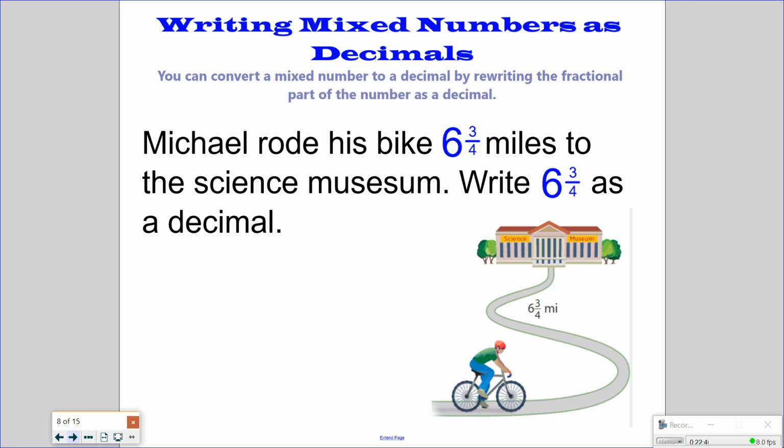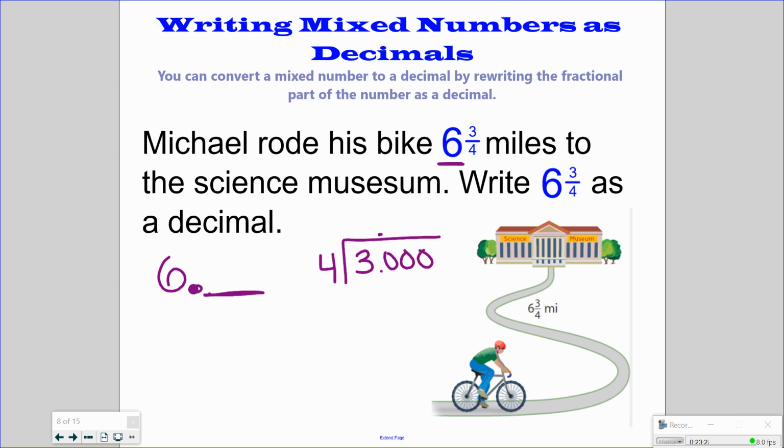All right, we're going to go finish up and have a question here in regards to turning a mixed number into a decimal. So it says Michael rode his bike 6 3/4 miles to the Science Museum. Right, 6 3/4 as a decimal. So 6 is our whole number. So we know that it's going to go to the left of the decimal. So we're going to have 6 point something. So you have this decimal now, which is 3/4. So just like we were doing before, 3 goes on the inside, 4 goes on the outside.